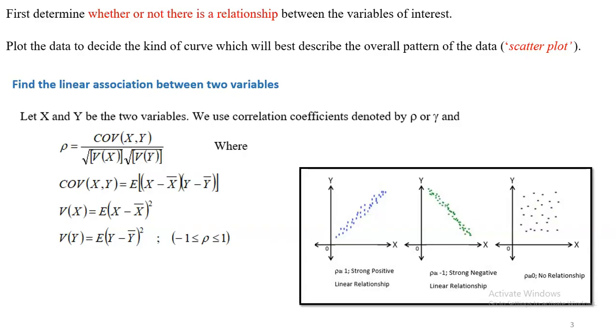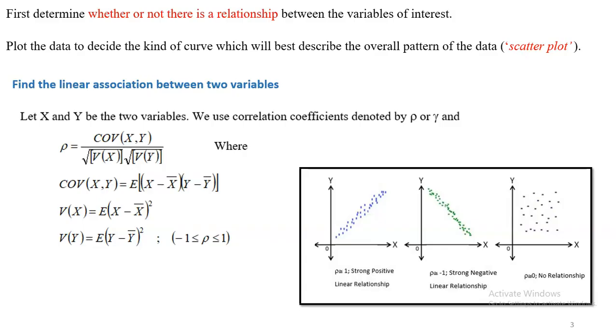If we have two variables x and y, we can use the Pearson correlation coefficient to find out whether there is a correlation. This coefficient is denoted using rho. So rho is defined as the covariance of x and y divided by the square root of the variance of x times the square root of the variance of y. The covariance of x, y you can write as the expected value of (x minus x bar) times (y minus y bar).